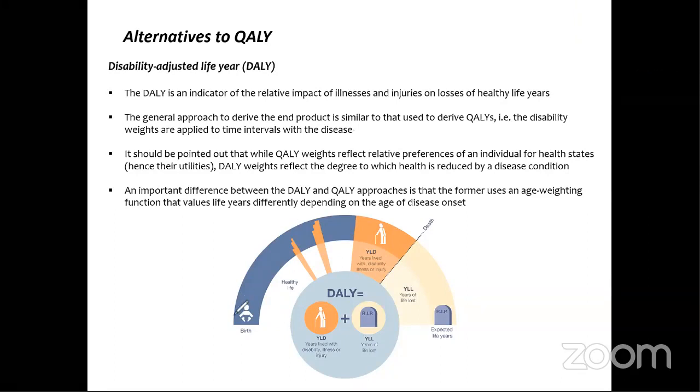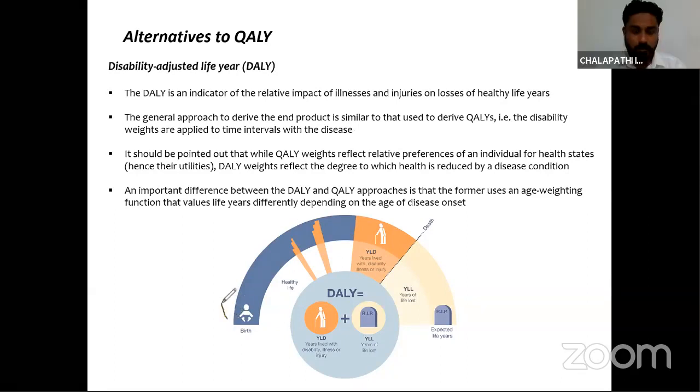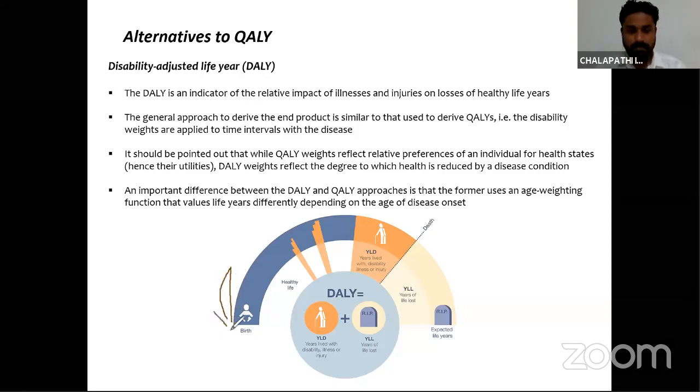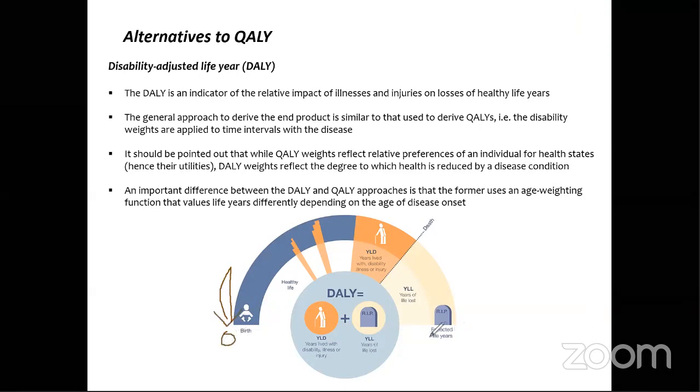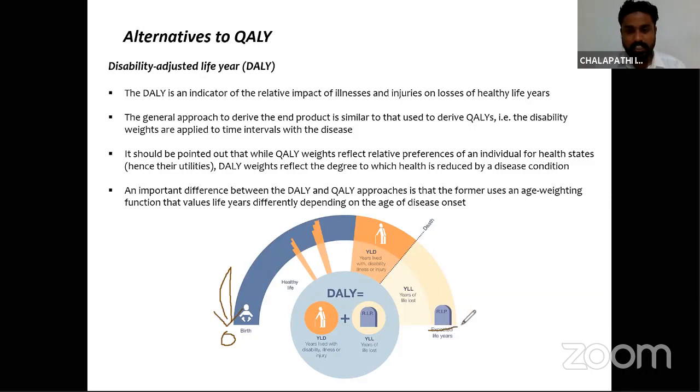Yeah. You see here, this person is born from here, right? His birth was here. So it is 0. Died here. Suppose he is expected to be dead here.